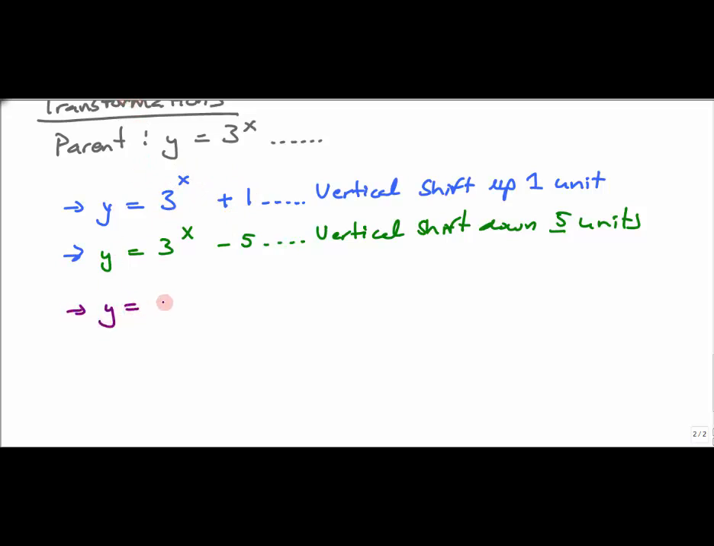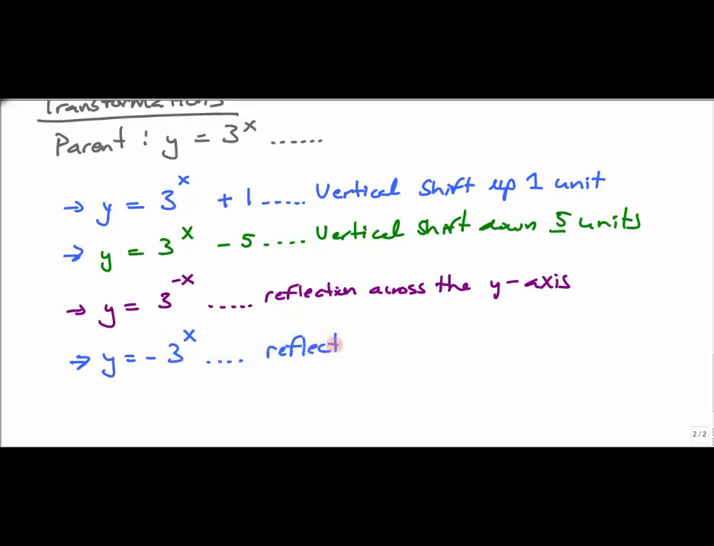Let's go ahead and look at another example, y equals 3 to the negative x. Okay, so this is not on the outside of the 3, this is within the argument of the 3. So this is a reflection across the y-axis. Now if we had the negative on the outside, a negative 3 to the x, we have to be careful with this. The exponent x only goes to the 3, it doesn't go to the negative sign, so only the 3, and then you negate your answer. This is a reflection across the x-axis.